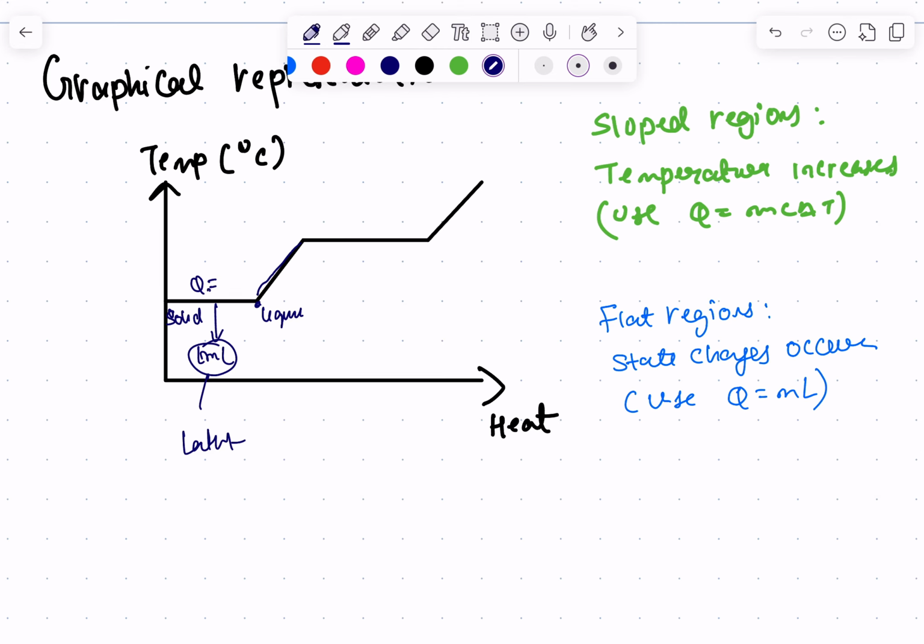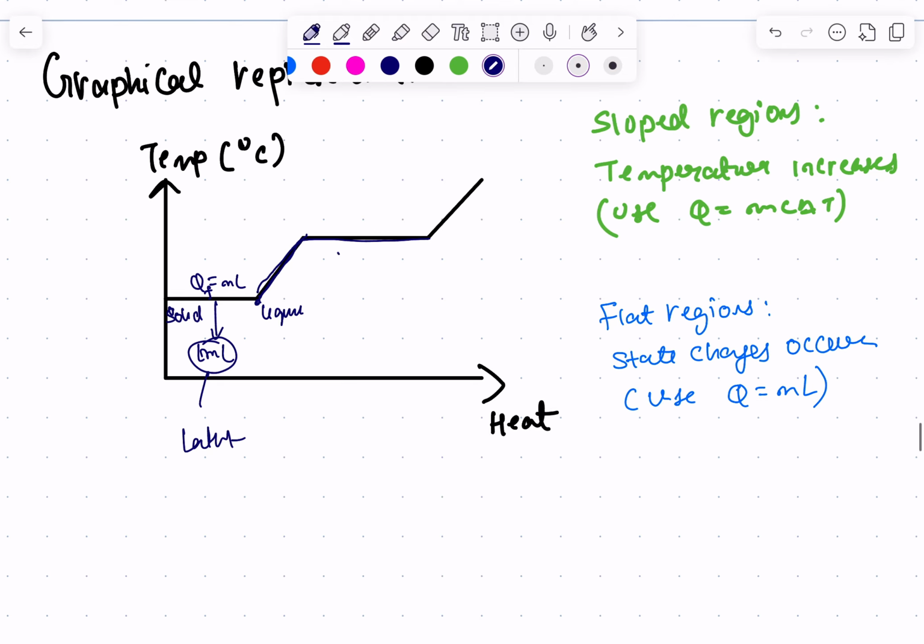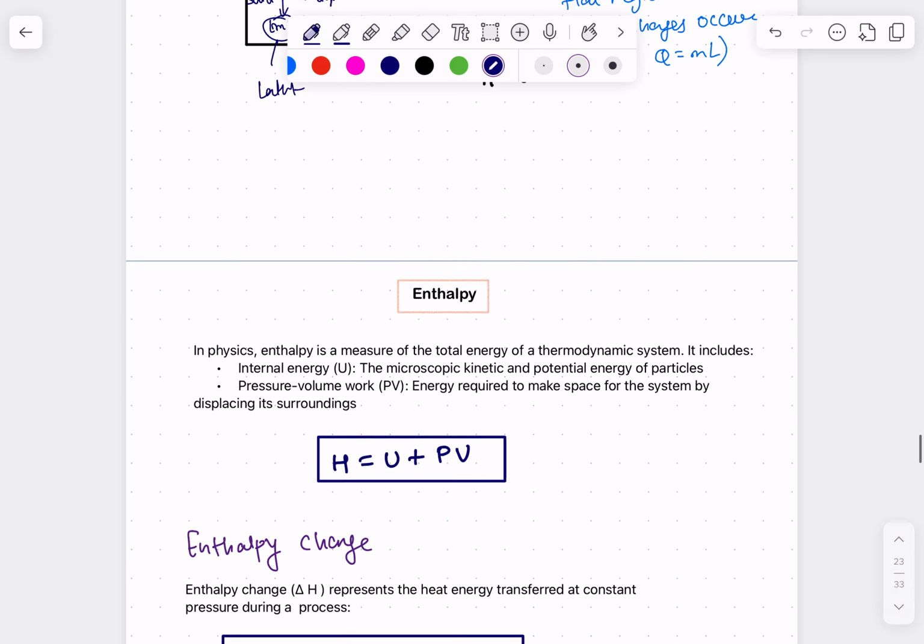So this is fusion, Q equals mL_f, and this will be your slope region. In this, your temperature is getting increased. Again, there will be a flat region, and this will be your latent heat of vaporization, and again it's going to boil. So the flat regions are where the state change occurs, meaning the state is changing here, from solid to liquid. Here also a flat region, so it is latent heat, and this is your temperature increase. This is the temperature versus heat graph.